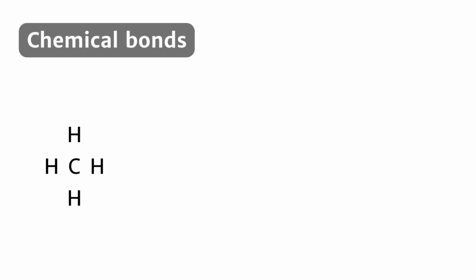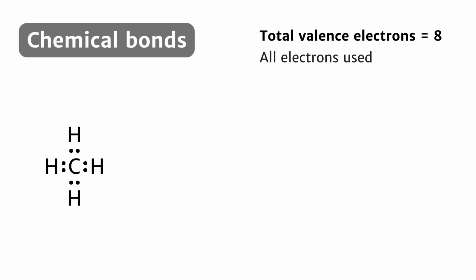Therefore, we will use 2 electrons on the left side to indicate the chemical bond between carbon and the left hydrogen. Similarly, place another 2 electrons on the right side to represent another chemical bond between carbon and the right hydrogen. Additionally, use 2 for the top hydrogen and 2 for the bottom hydrogen. In this way, 4 chemical bonds are shown with 8 electrons, utilizing all 8 total valence electrons.